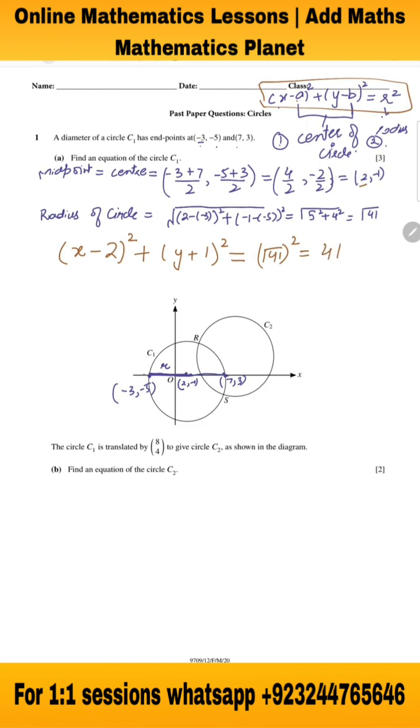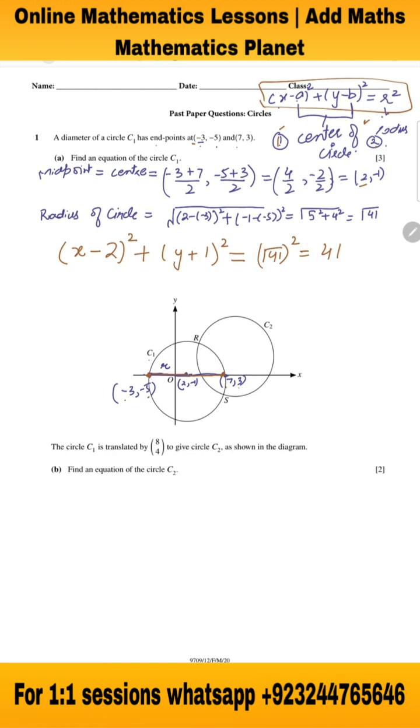So I am repeating the process. We are given the circle C1, and the diameter of the circle has the endpoints -3, -5 and 7, 3. We need to find the equation of the circle C1. But to find it, you should have two things: number one, the center of the circle, number two, the radius of the circle.